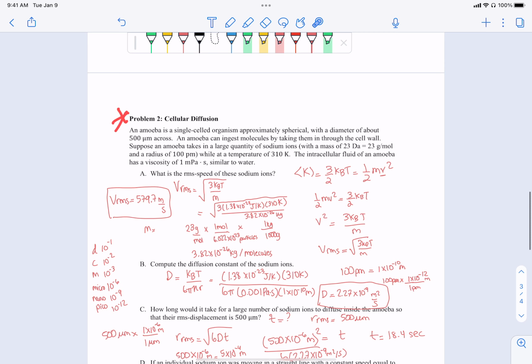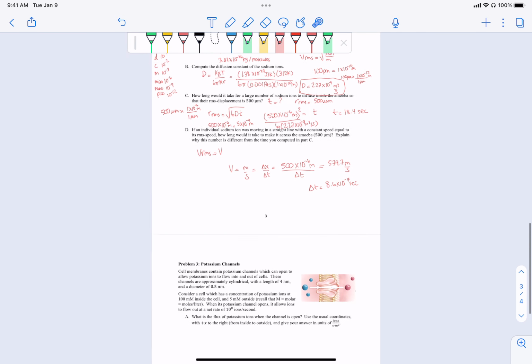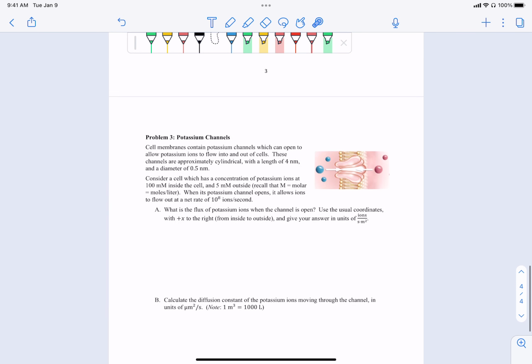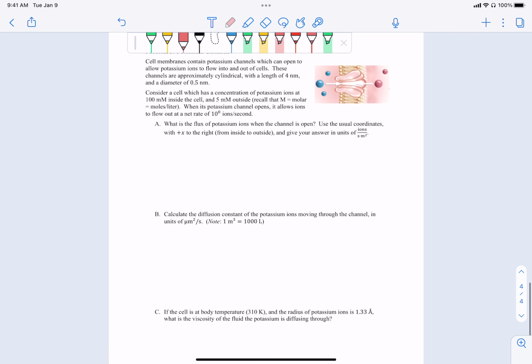That's problem 2. Any questions at all about problem 2? Nope. Alrighty. So then we can move on to problem 3.